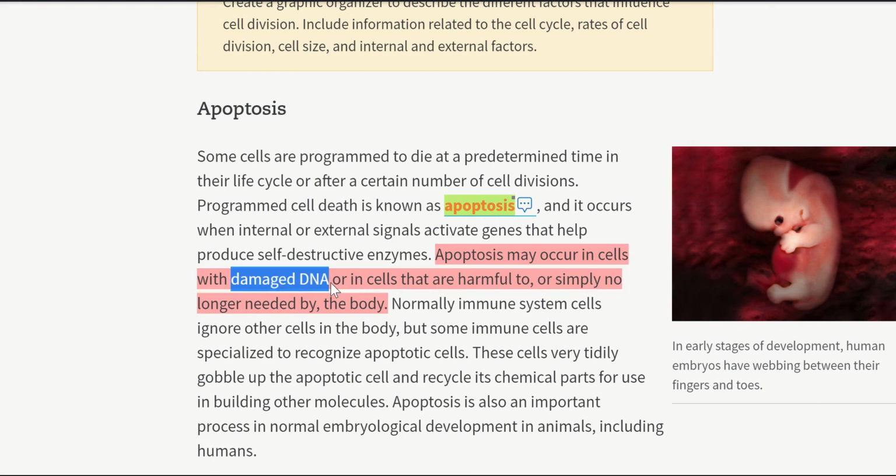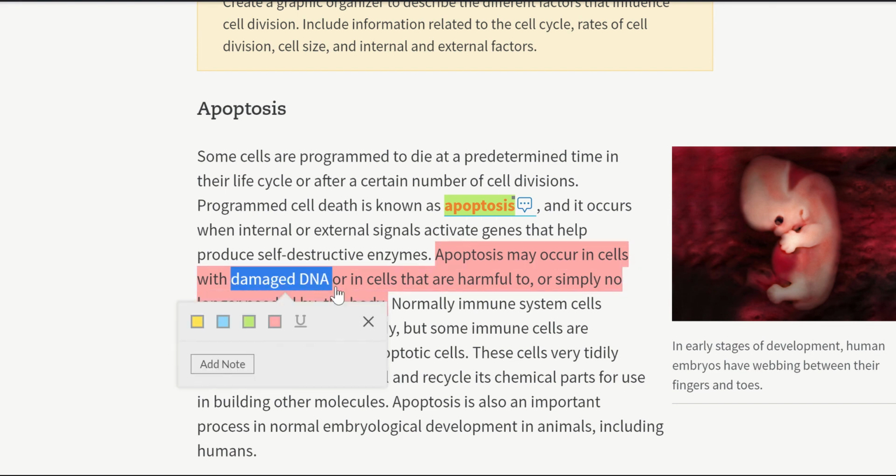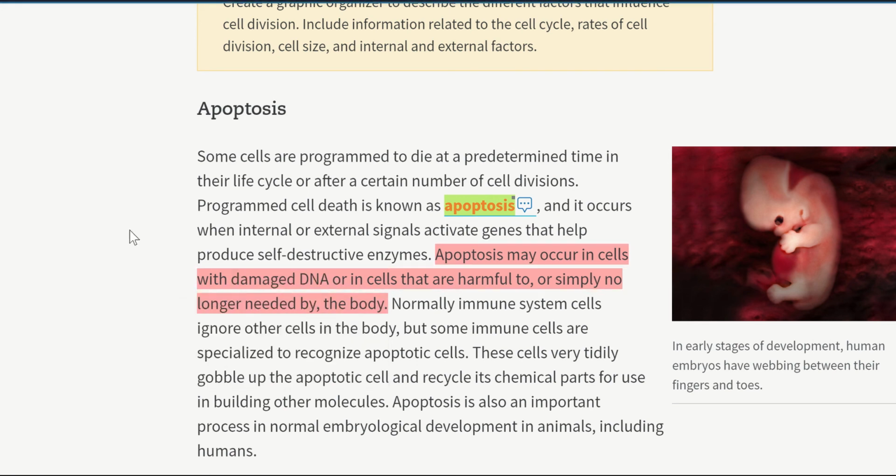One, you can have damaged DNA. If that cell has damaged DNA and we allow it to survive, it's going to copy and copy and copy, and now that one cell is going to turn into hundreds, thousands, millions. Who knows how many cells are going to be created. A lot of times we call that cancer. That's how we get cancer. Or the cell is just not going to be needed by the body anymore.